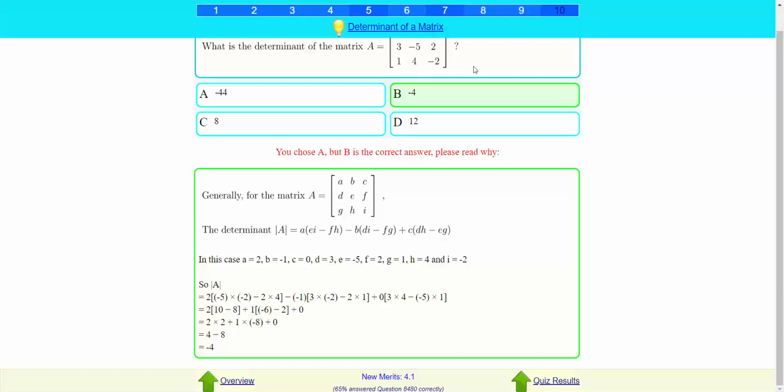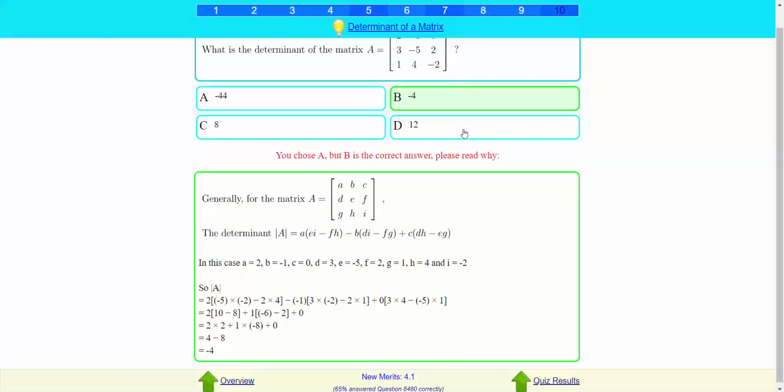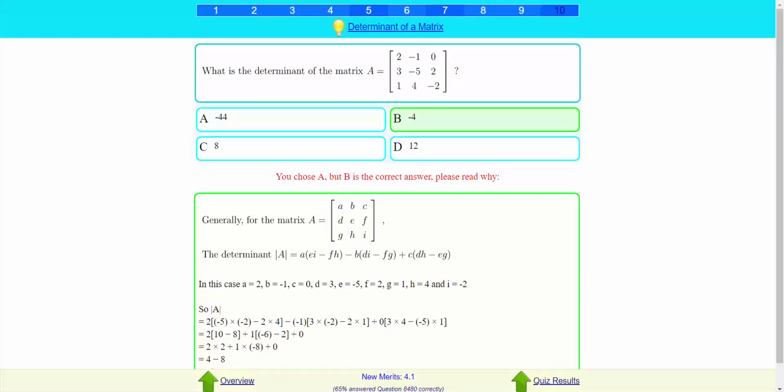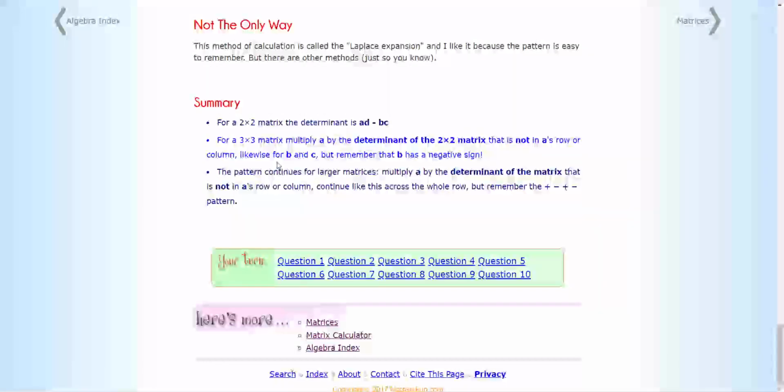Oh man, I did it wrong again, whatever. So I actually got three wrong questions. So that's that with this one, determinant of matrix. It wasn't that bad if you ask me.